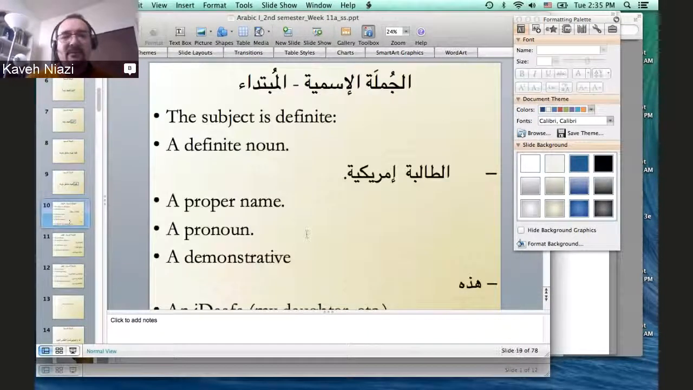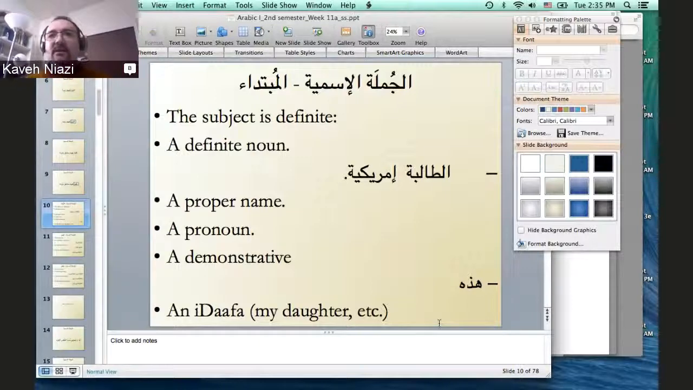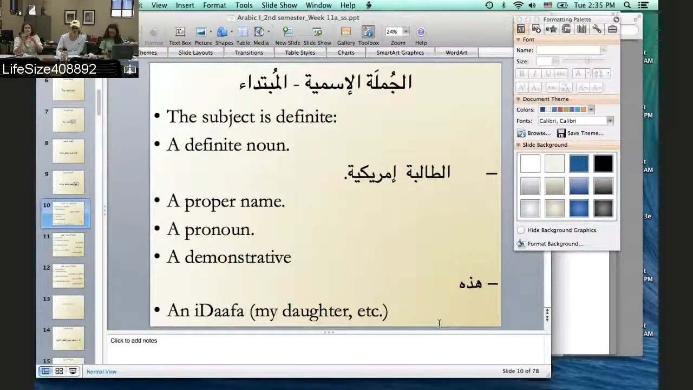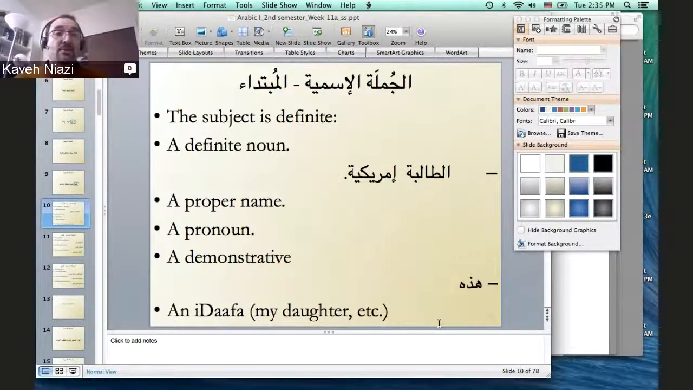All right. So now we have sort of the most general case of jumla ismiya. The mubtada, or the subject, can be one of many different things, right? It can be a definite noun, right? For instance, in the sentence "الطالبة أمريكية," what is the subject? الطالبة. Very nice. الطالبة is your subject, and it's a definite noun. So that's one variety of your subject, right? It could also be a proper name.